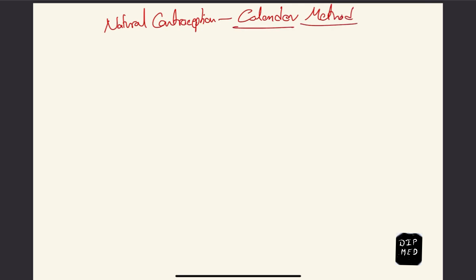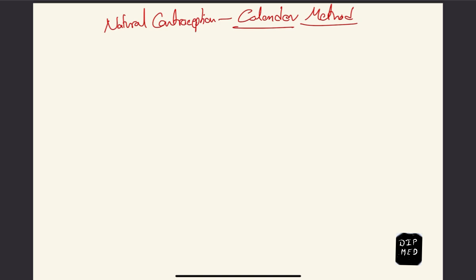Okay, hello everyone. In this video, I'm going to talk about a form of natural contraception known as the calendar method, that is, how a woman can follow a calendar and prevent herself from getting pregnant. Okay, so let's start with this.